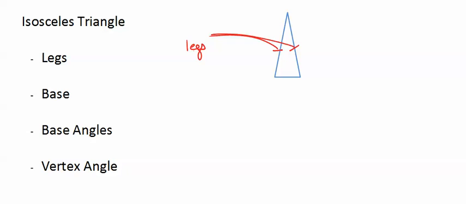The angle that sandwiches in between the two legs will be called our vertex angle. Finally, the other side that is not the legs will be called the base. And the angles that sandwich between the base will be called the base angles.